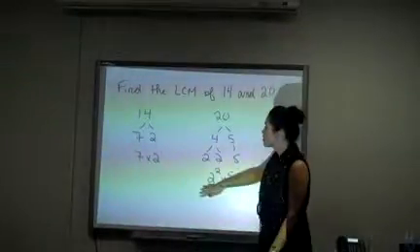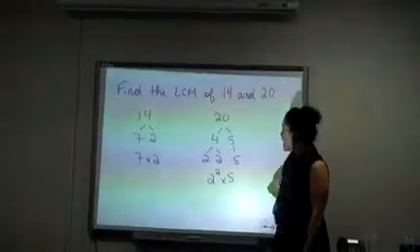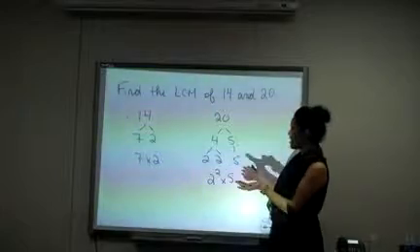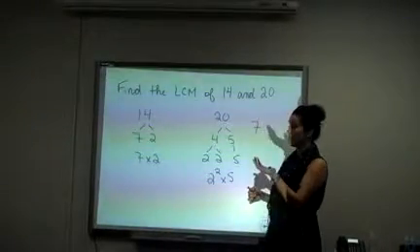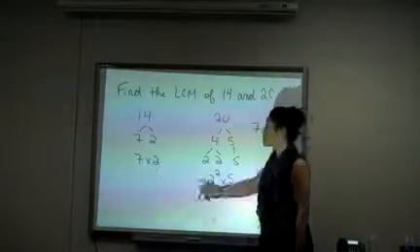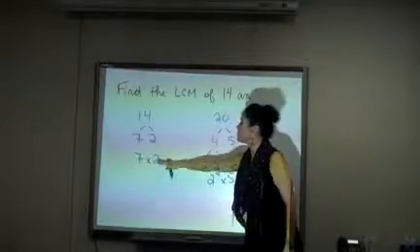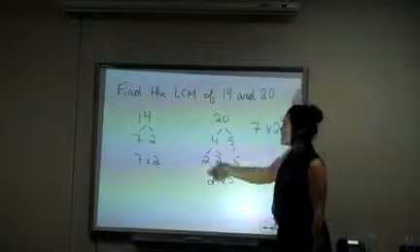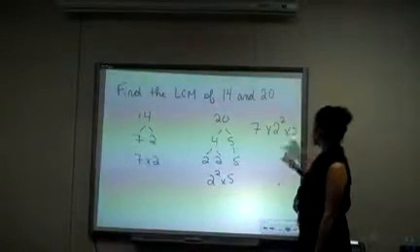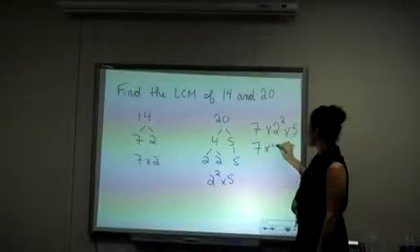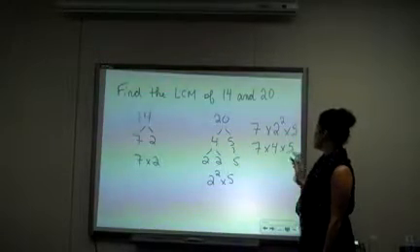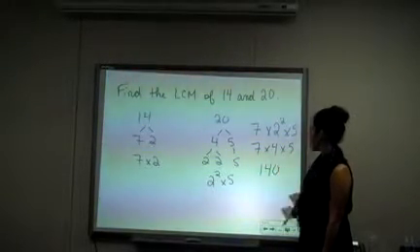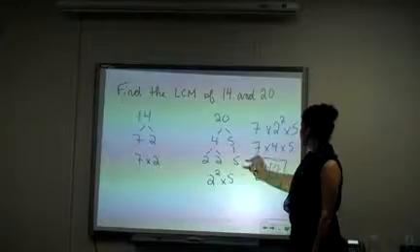Okay, so I look at all my prime factors, and I have 7 that's not anywhere else. So the biggest one with the biggest exponent is 7 to the power of 1. Then I have 2, so 2 is common, and I need to pick the one that has the biggest exponent, so 2 times 2. And then I have the 5. So my answer would be 7 times 4 times 5, so 7 times 20 is 140. All right, so my LCM would be 140.